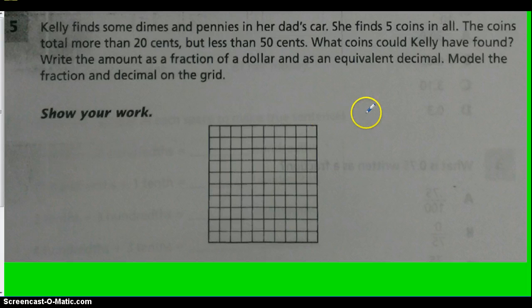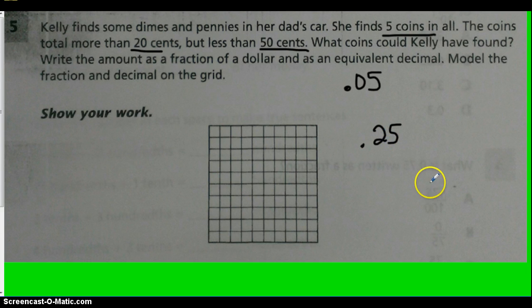On this one, there are multiple answers, so I'm not going to do all of them, but as an example, you had to be between 20 cents and 50 cents with 5 coins. If I had 5 nickels, which is 5 hundredths of a dollar, this is a nickel. If I had 5 of them, I would have 25 hundredths of a dollar, or 25 cents, and that is between 20 cents and 50 cents.